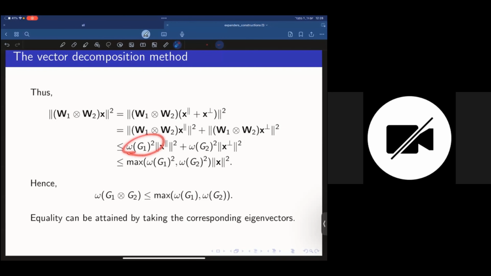Each of them is bounded with respect to the different expanders. So this is at most omega G1 squared times this norm, and this is at most omega G2 squared times that norm. And you want to glue X back, so you just take the max of the two. Once you take the max of the two, you have the sum of squares, which is the square of the original vector. So indeed, without the square, this is at most the maximum of the omegas times the norm of X, which actually doesn't prove only the inequality, but also equality, because you can find the eigenvectors.